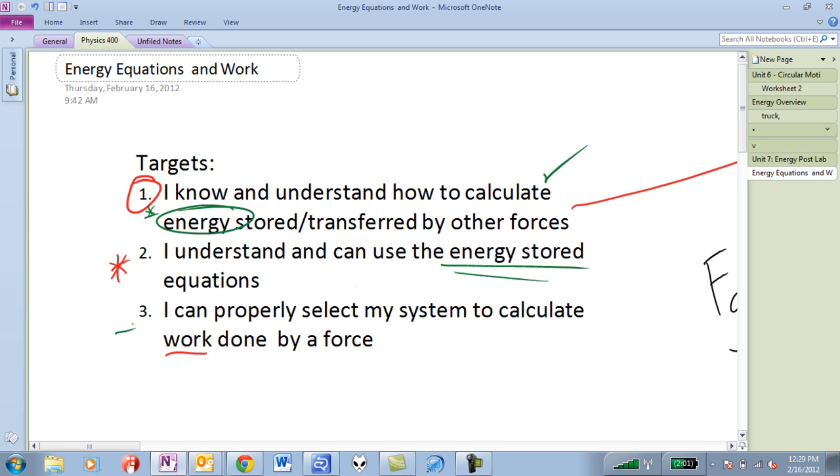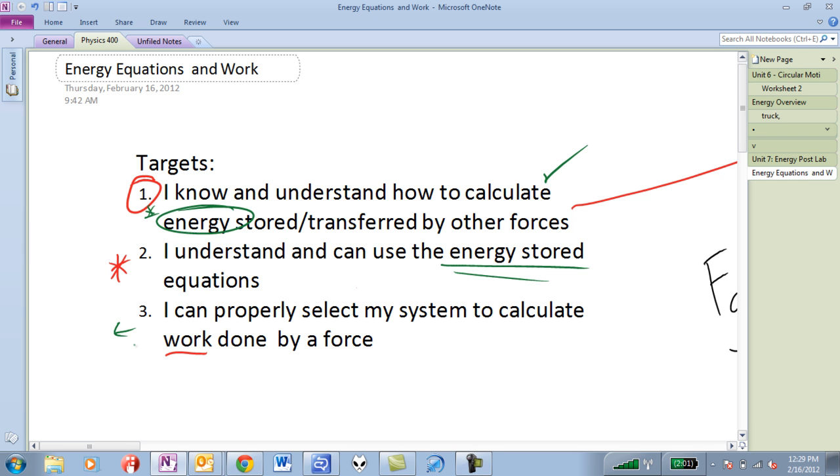And number 3, this will be a preview for tomorrow. I can properly select my system to calculate work done by a force. Actually, you know what? No, time out. This is going to be your homework. Your homework is to go home tonight and watch this video and take notes on it. We are going to do the flipped classroom on this one tonight.